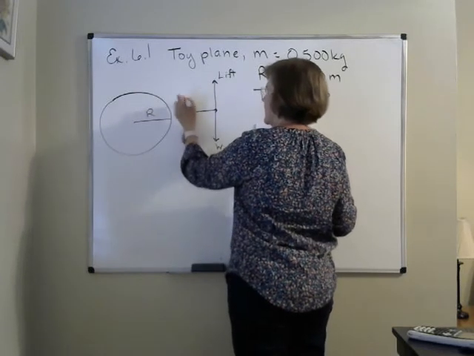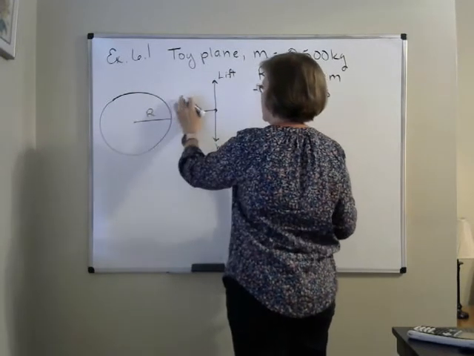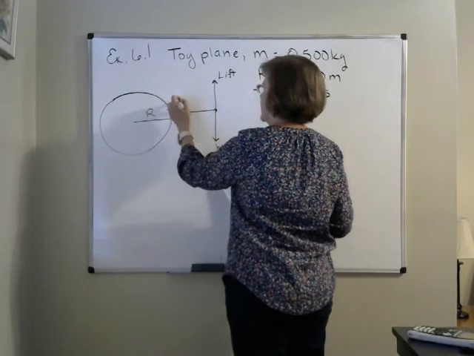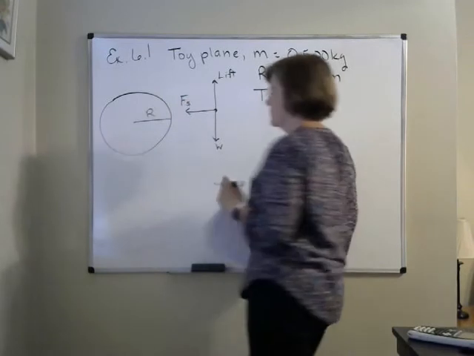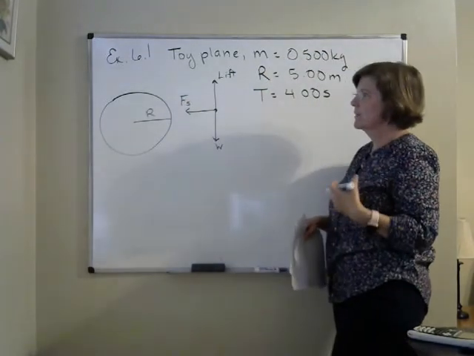I'm just going to use a T for, no, I'm going to use an F. If I use a capital T, that looks like a plus sign. So we'll just call that F with an S for string. So those are the three forces.